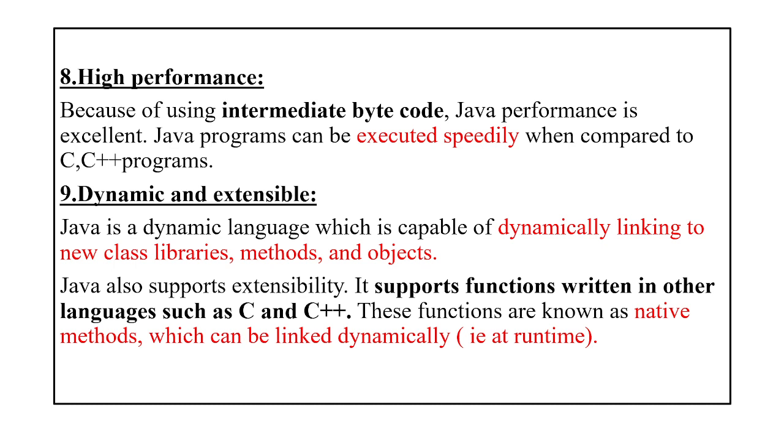And Java is dynamic and extensible. Why are we calling it dynamic? Because everything is done at runtime. So it has the capability to dynamically link new class libraries, methods, or objects. And also it has the capability to add other programming functions. That means if the functions are written in C and C++ languages, we call them native methods. Java has the capability to link these native methods dynamically, that means at runtime.